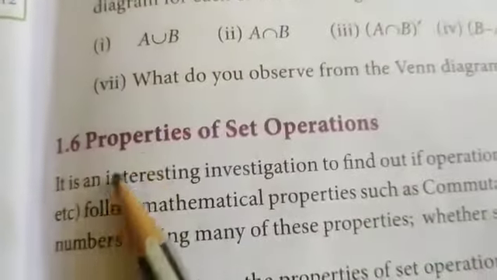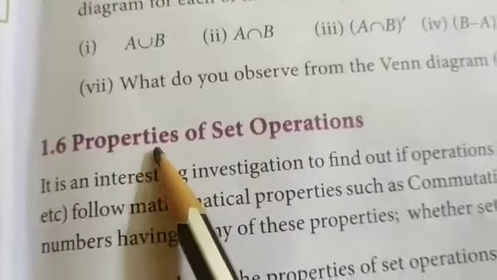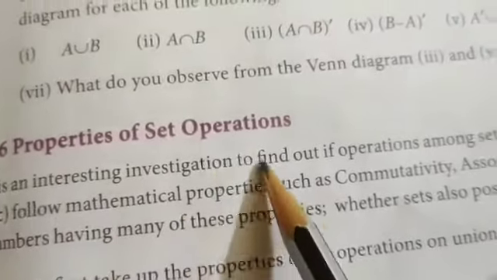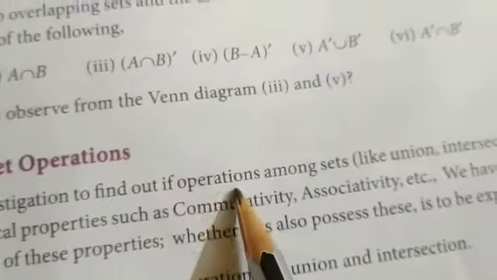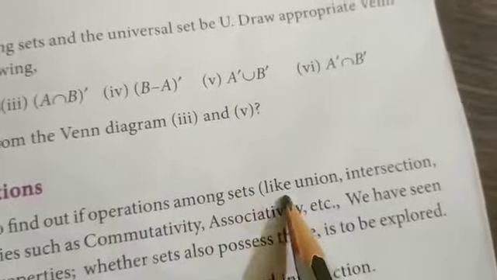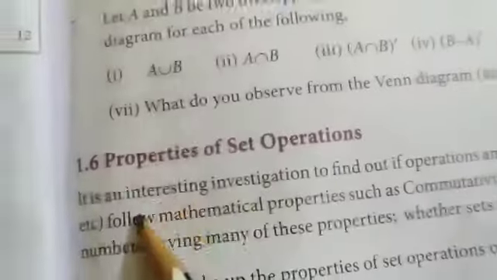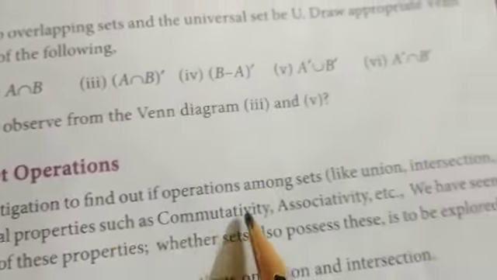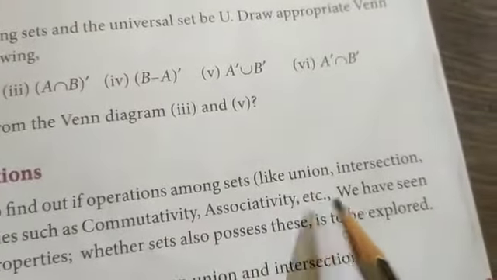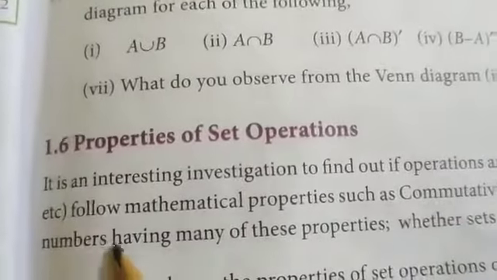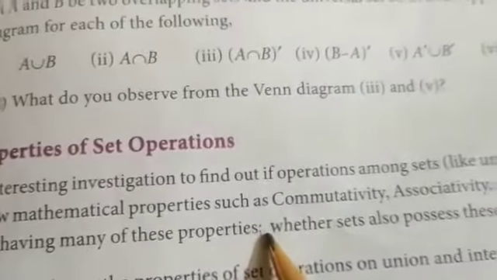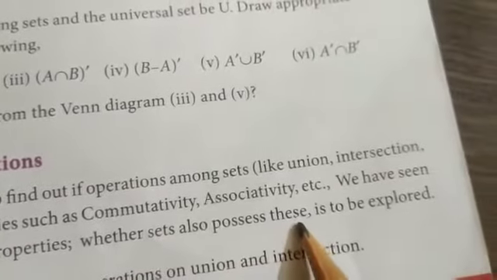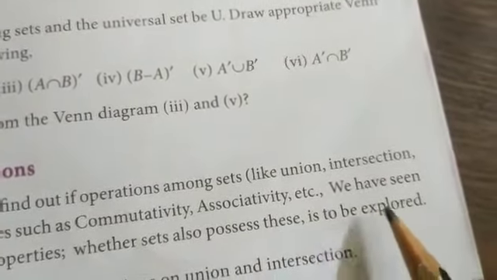Okay, students, now we are going to see the next topic: properties of set operations. It is an investigation to find out whether operations among sets, like union and intersection, follow mathematical properties such as commutativity, associativity, etc. We have seen numbers having many of these properties. Whether sets also possess them is to be explored.